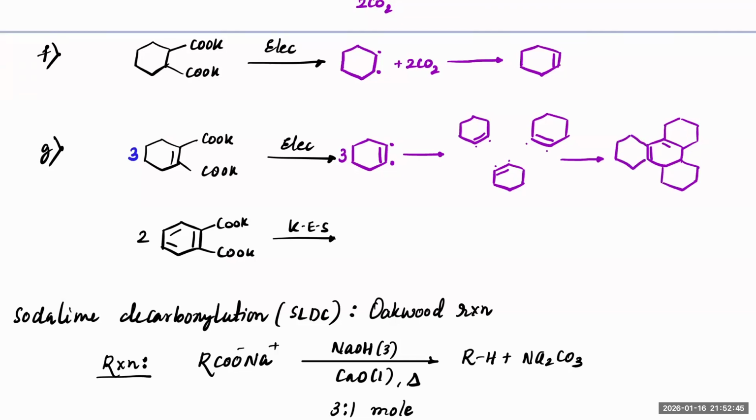like this, with double bond, double bond, double bond, which is called as trialkyl. All right.